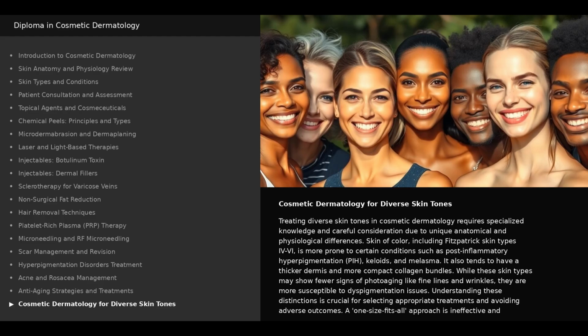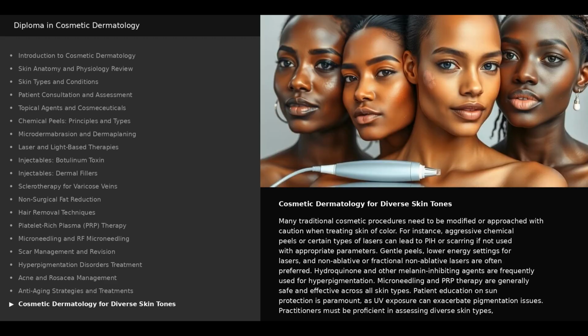While these skin types may show fewer signs of photoaging, like fine lines and wrinkles, they are more susceptible to dyspigmentation issues. Understanding these distinctions is crucial for selecting appropriate treatments and avoiding adverse outcomes. A one-size-fits-all approach is ineffective and potentially harmful when treating diverse skin tones. Many traditional cosmetic procedures need to be modified or approached with caution when treating skin of color.